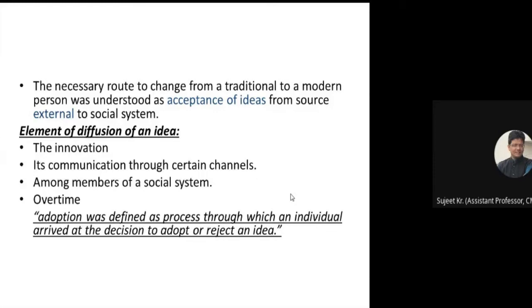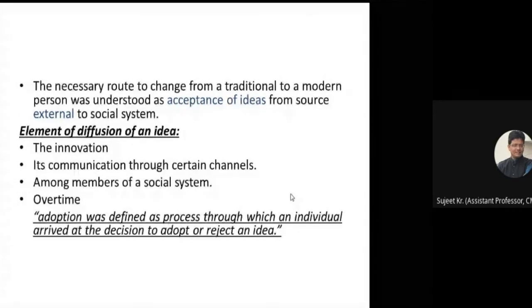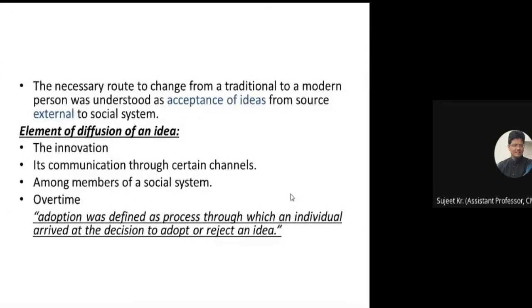First is the innovation. It means there must be some innovation: innovation in technology, innovation in ideas, some innovative ideas which should look innovative. People should accept it as innovative, so that they tend to accept that idea. So the first element of diffusion of an idea is that it must be innovative, right? Second is its communication through certain channels. That innovative idea should be communicated through various channels among members of a social system.